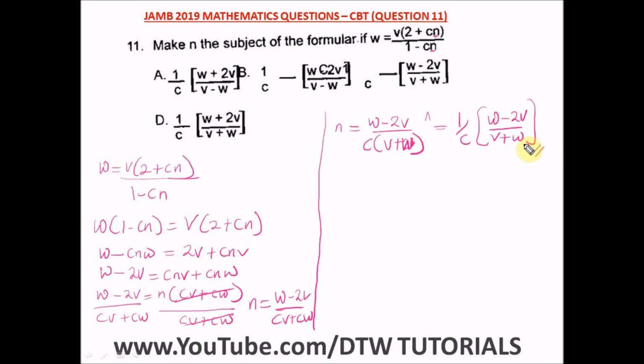And what's our right option here? We have W minus 2V over V plus W. There should be a 1 over C here. Okay, so this should be option C. So our right option here is option C, which is this.